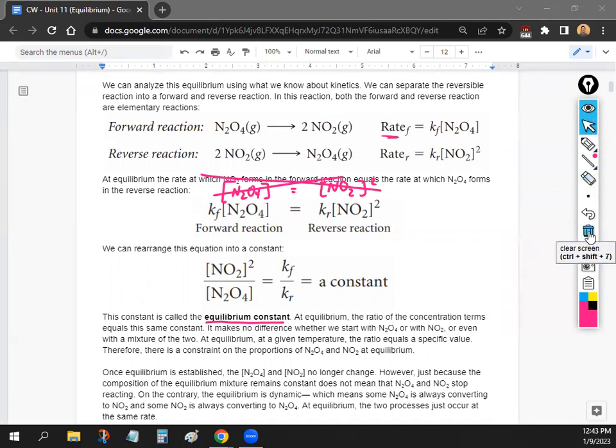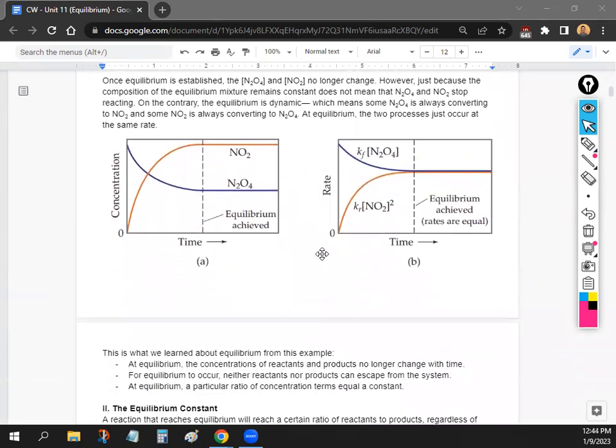Just a couple graphs to demonstrate that. This is showing the concentration over time. If you notice, you start with no NO2, and you start with, let's say, 1 molarity of N2O4. As time goes on, you lose N2O4, and as you lose it, it produces NO2. It gets to a point where we reach equilibrium. That's where the concentration stops changing.